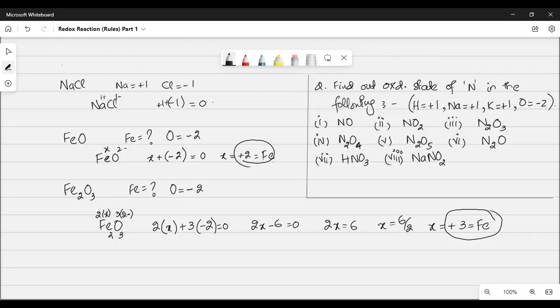Let me tell you, NO, which is part 1, is literally solved as the second example over here, FeO. If I put this one as example number 1, this one as example number 2, this one as example number 3, it is literally similar to example number 2.